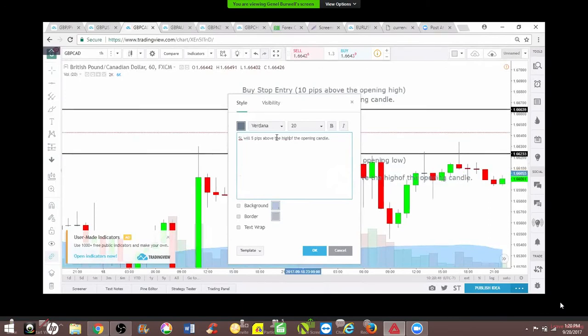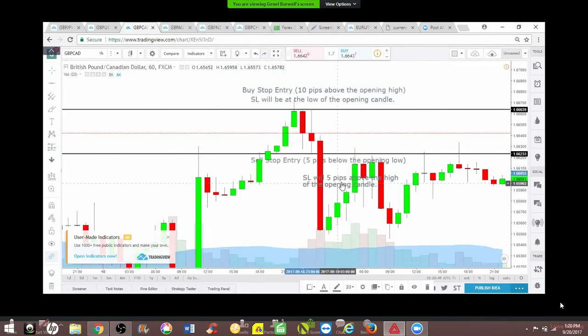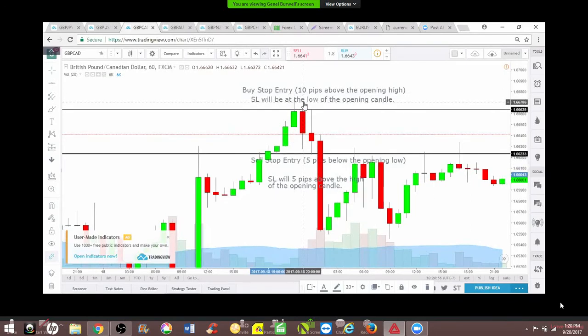Great work. Excellent. Above the high of the opening candle. Boom. So, on your sell, the stop loss will be 5 pips above the high of the opening candle. So your sell stop will be up there.